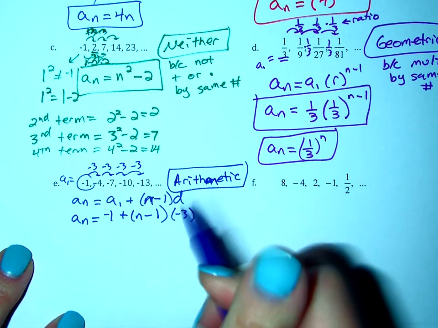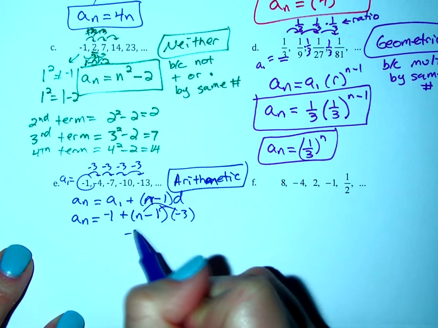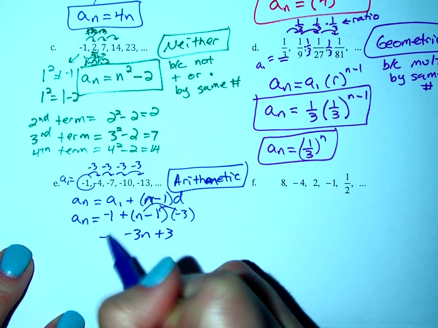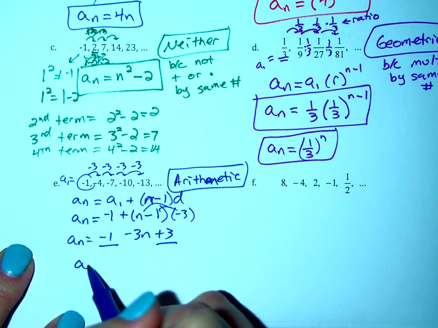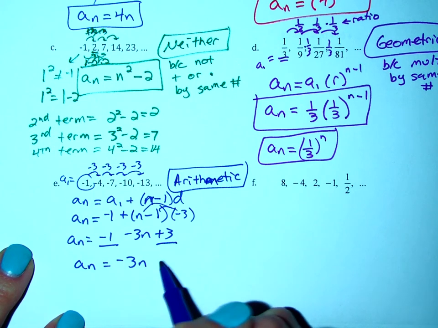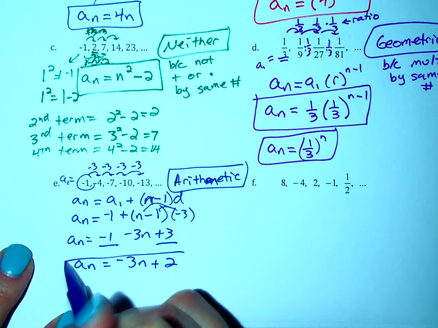All right, so we're going to go ahead and distribute that in to get negative 3n plus 3. Bring down my minus 1, my a sub n. Combine my like terms. So I'd get a sub n equals negative 3n plus 2.